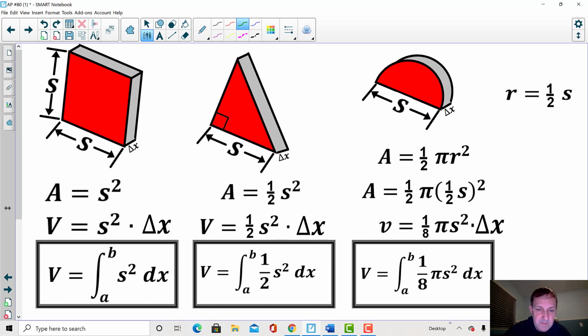If we wanted to find the volume of the entire solid, we have to fill in a whole bunch of these triangular prisms, starting from A and going all the way to B.